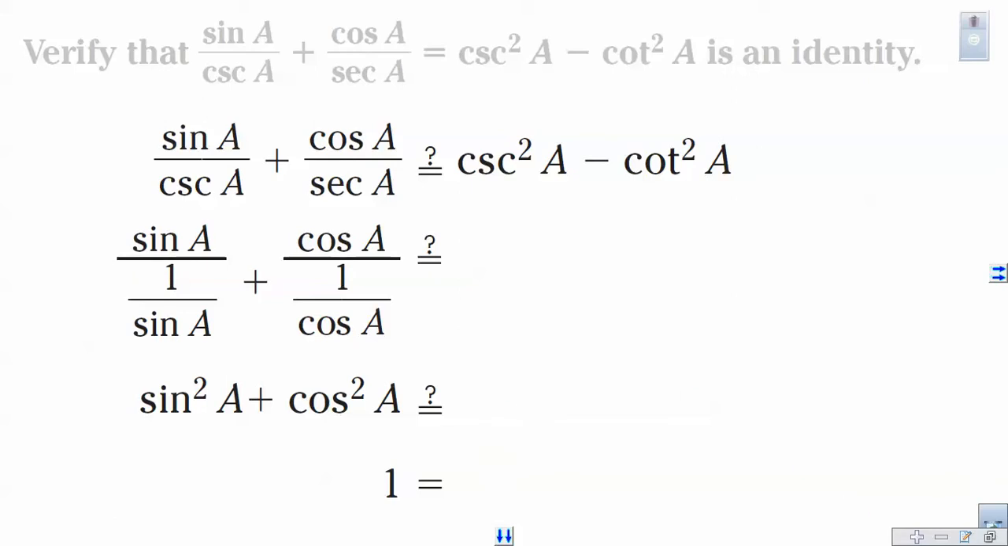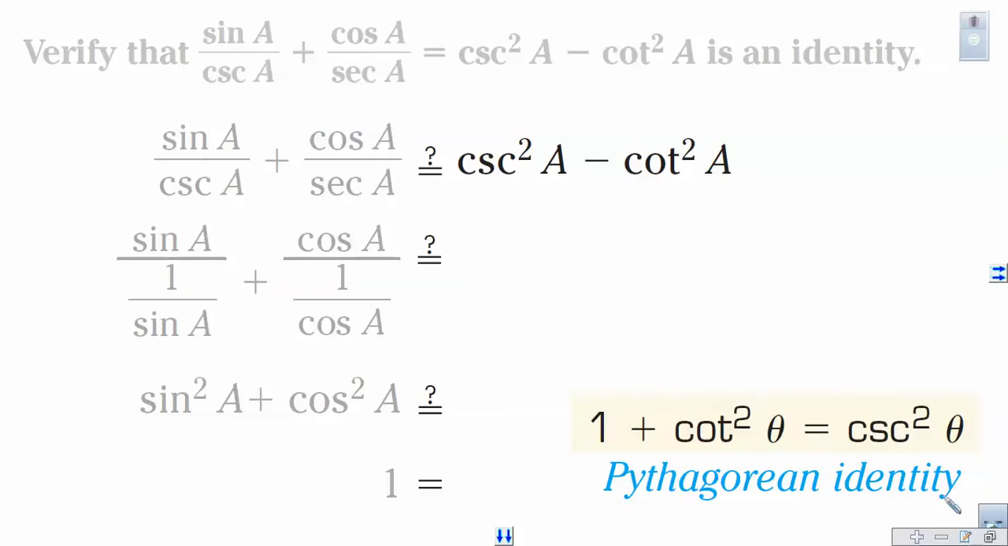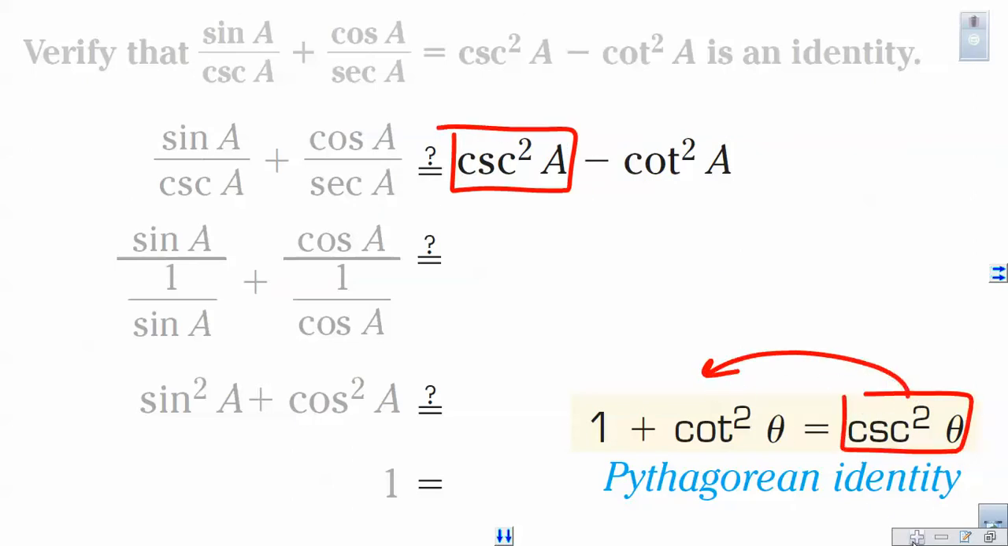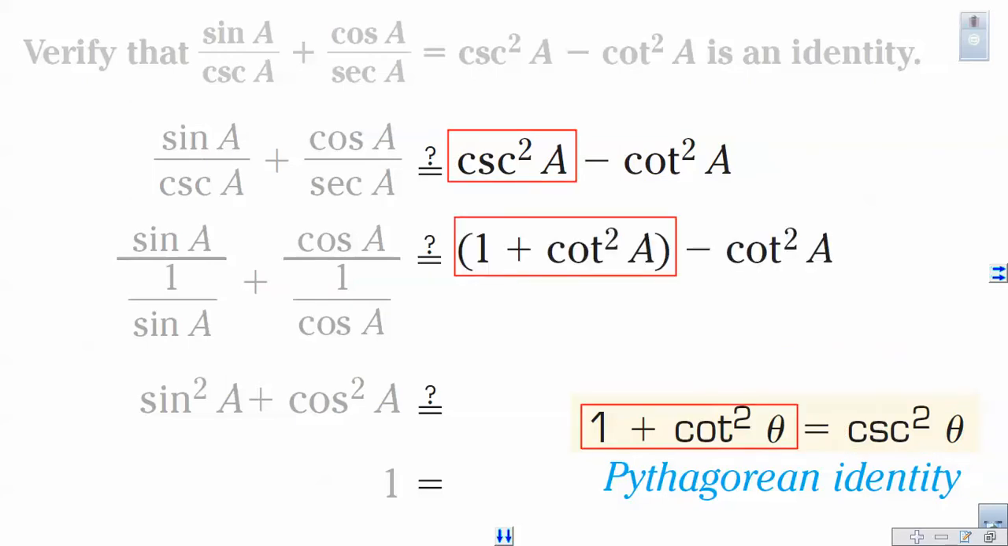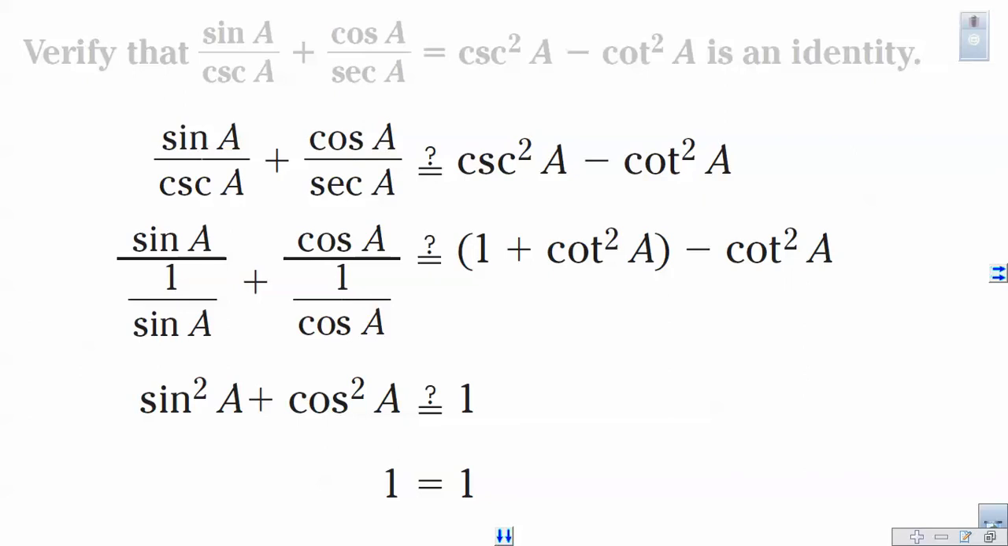Now what about the right side? Now with the right side, I see cosecant squared minus cotangent squared. We could rewrite that into sines and cosines, but I see something else here. What about that Pythagorean identity here of 1 plus cotangent squared equals cosecant squared? I think I could rewrite cosecant squared as 1 plus cotangent squared. And notice if we do that, now I have 1 plus cotangent squared minus cotangent squared. Hey, those cotangent squares can take a hike. And now I'm left with 1, which matches that one. It's a match.